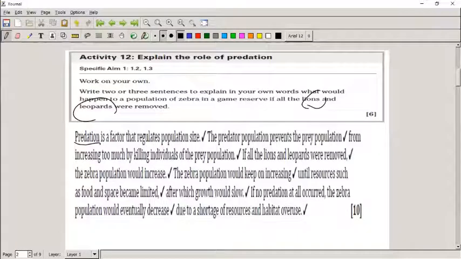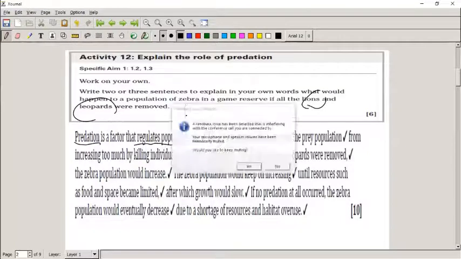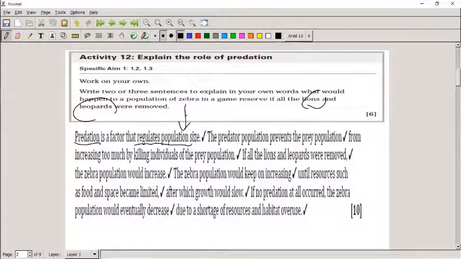And predation regulates the population size. So it keeps the population of the zebras down, the population size. The predator population prevents the prey population from increasing too much by killing individuals of the prey population. So why does it keep it down? Because they feed on them, so it kills them.